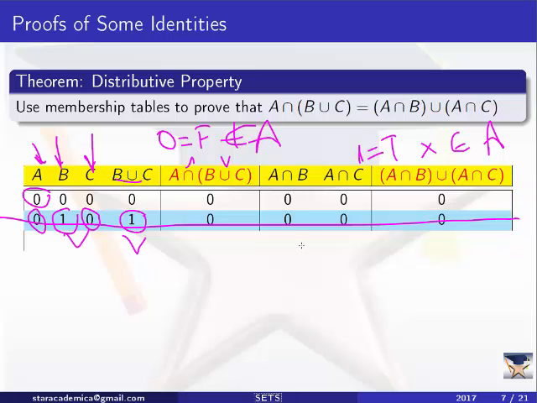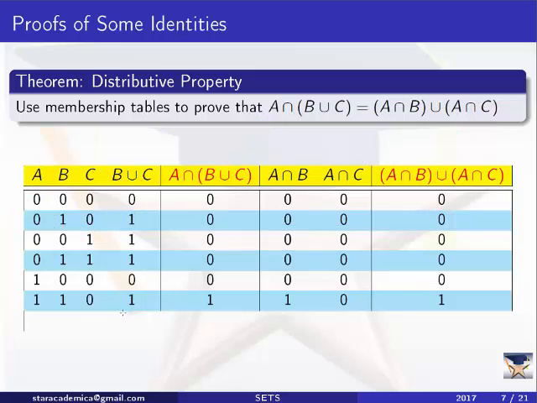What about A intersect B? If it's not in A, it is in B, it's not in the intersection. If it's not in A, not in C, it's not in the intersection. Okay, so B union C, it's in B, it's not in C, it is in the union. Here we go. So now we see that A intersect B union C, for this particular choice, is the same as A intersect B union A intersect C. So how many cases do we have? We have 8 possible cases.